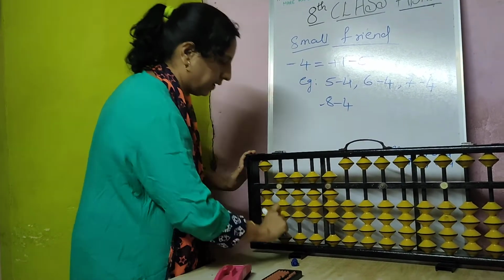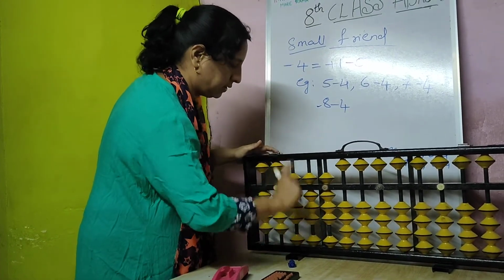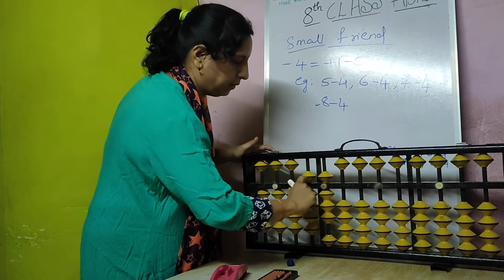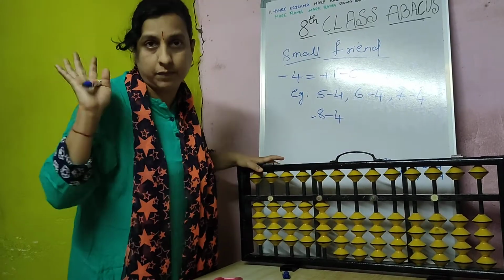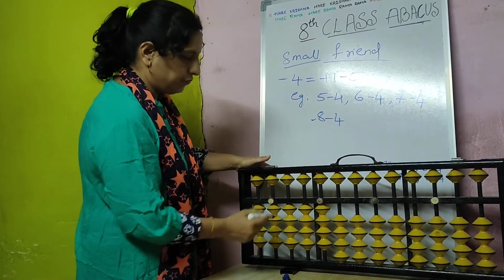So plus 1 minus 5. Say plus 1 minus 5. Practice this on the complete abacus 10 times. Okay, so my answer is 4.